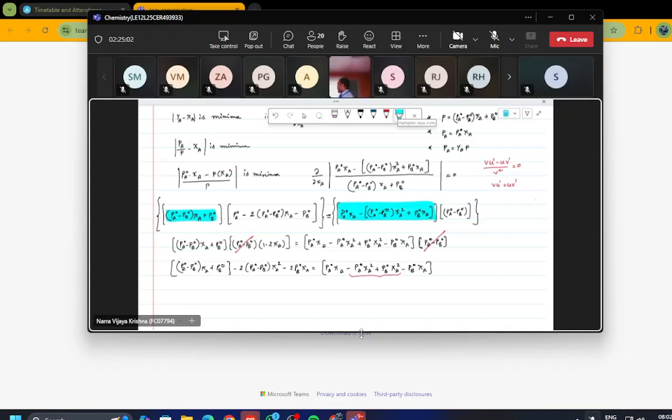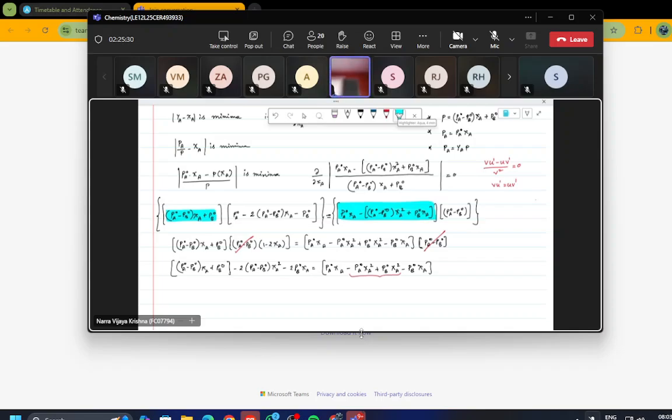Now I am expanding it by taking this common. First, here, what have I taken common? PA naught minus PB naught. So what do you get? PA naught minus PB naught minus 2 times PA naught minus PB naught into XA. Taking PA naught minus PB naught common, what do you get? 1 minus 2XA. Correct? Now this side term as it is.